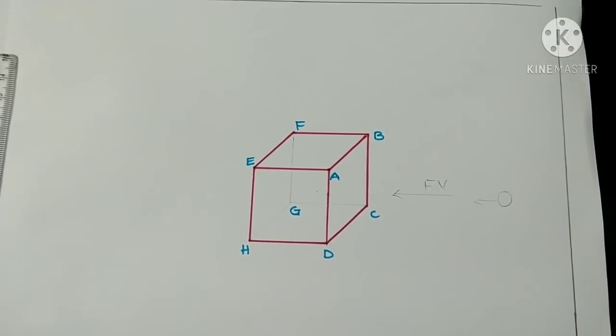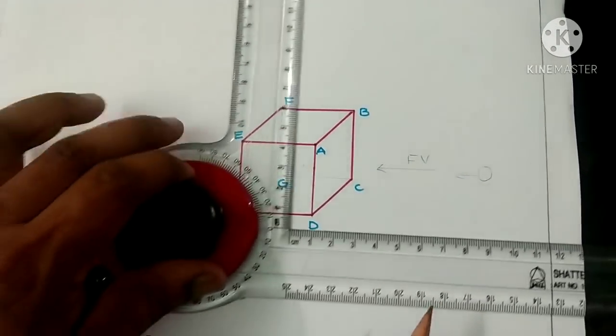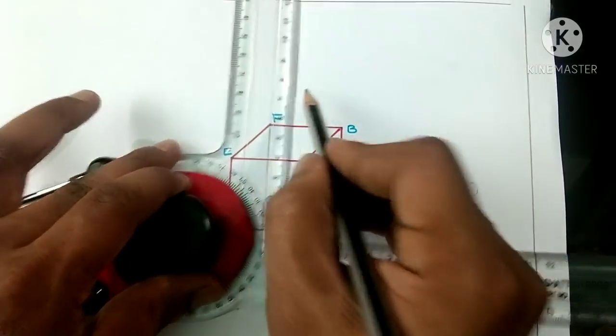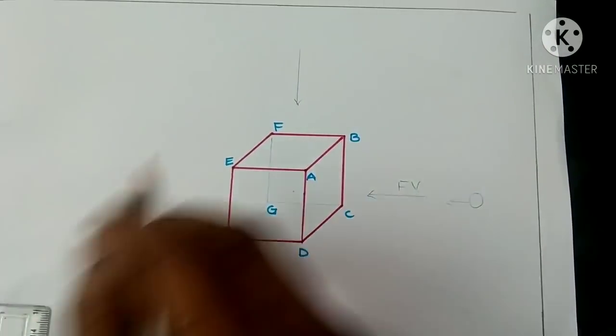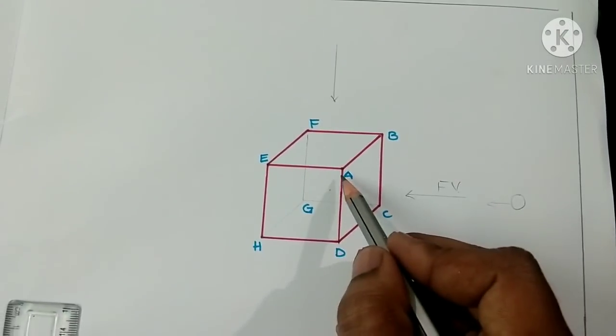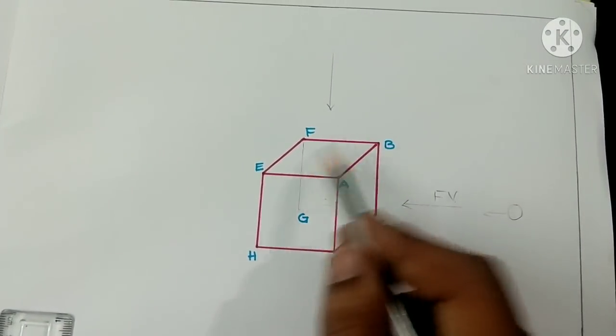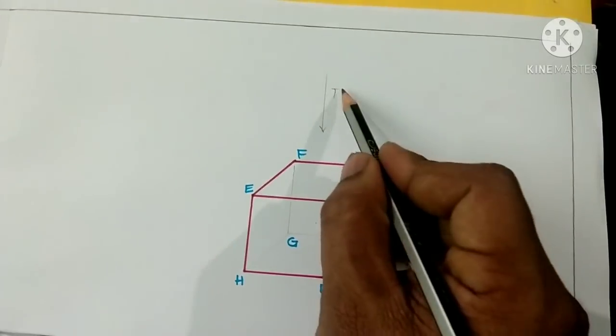And if we come to the top view, we have to see the object from above. So in this direction we have to see the object, and in this particular direction the AB and FE surface is visible. So this is called top view.